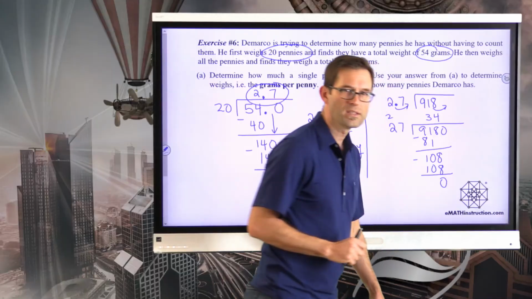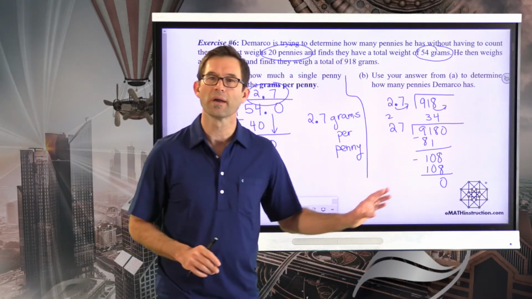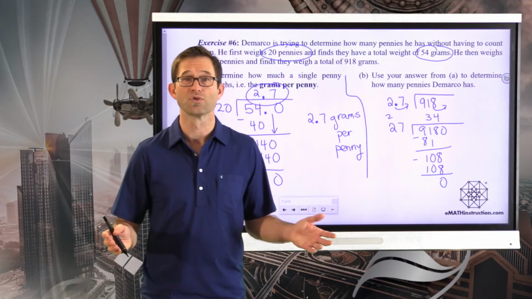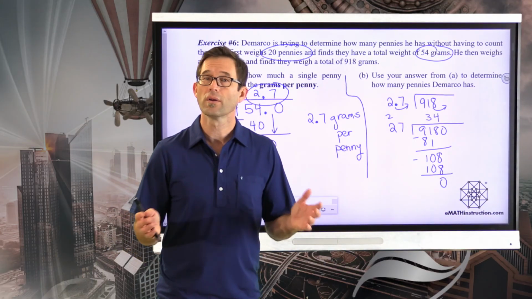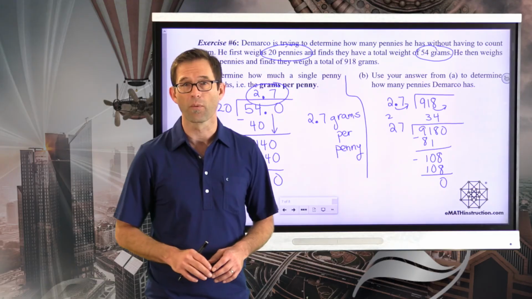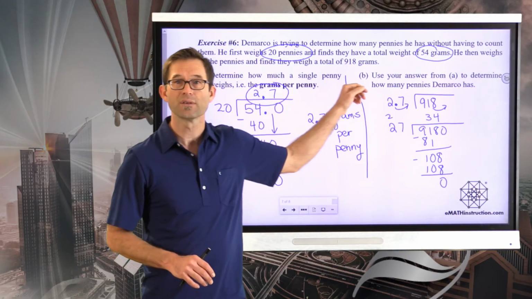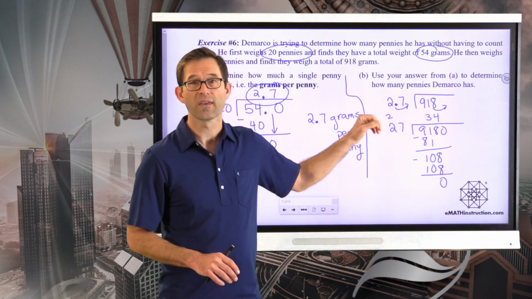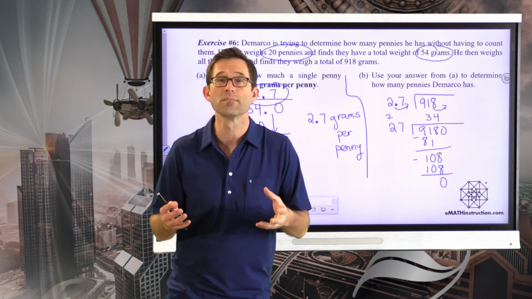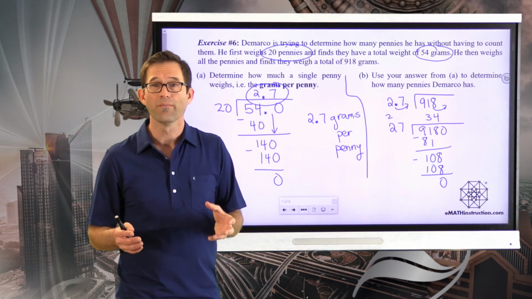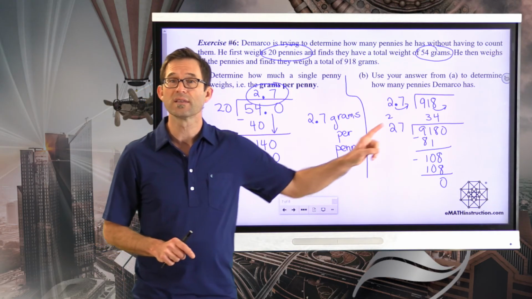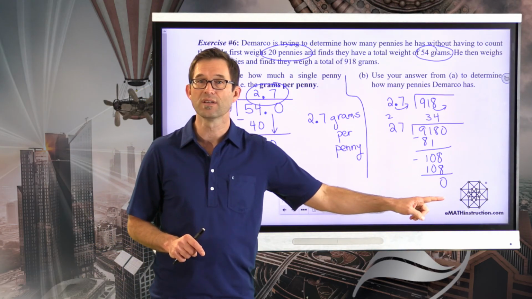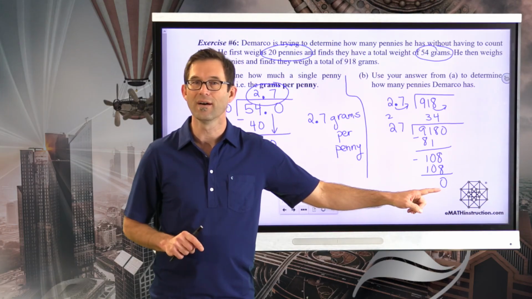All right. Let's pause just for a minute, because a lot of students might get to this point and they might say, oh, the answer is 34. Well, clearly DeMarco has way, way more than 34 pennies, right? I mean, 20 pennies weighed 54 grams. Clearly, 34 pennies can't weigh 918 grams. It just doesn't make any sense. So the key here is that since I haven't dropped that last 0 down, I'm not quite done.